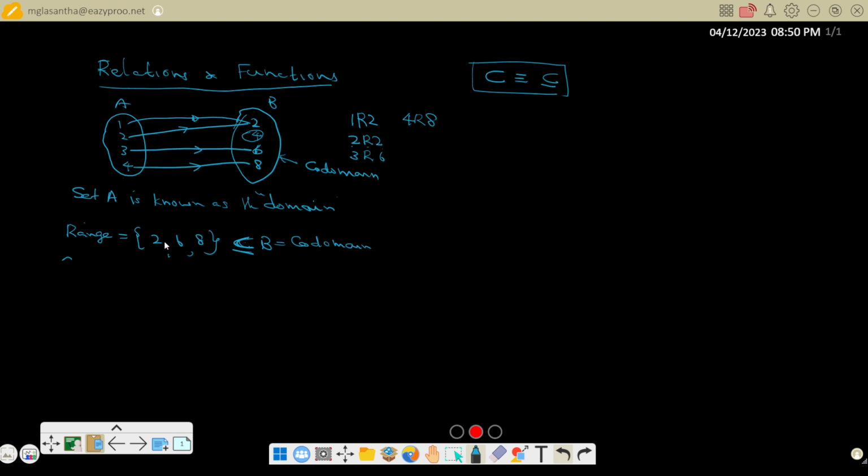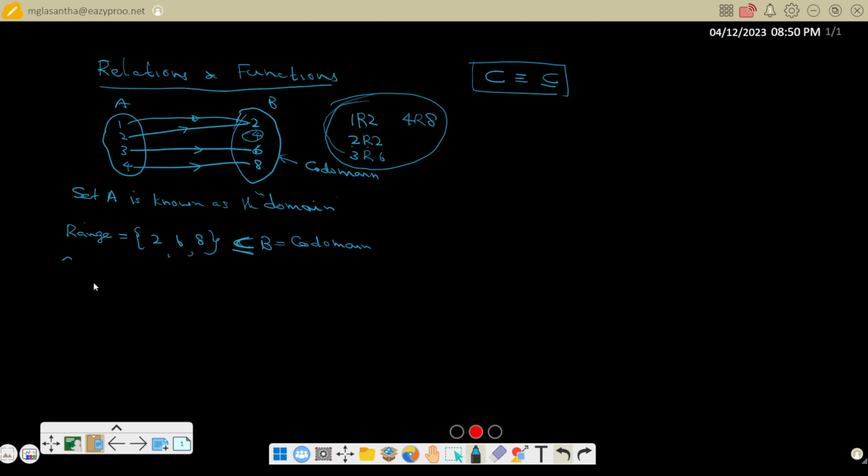A relation can be presented in different ways, right? This is one method. This relation can be presented in this form: 1 is connected to 2, 2 is connected to 2, 3 is connected to 6, 4 is connected to 8. There's another way to represent this relation.